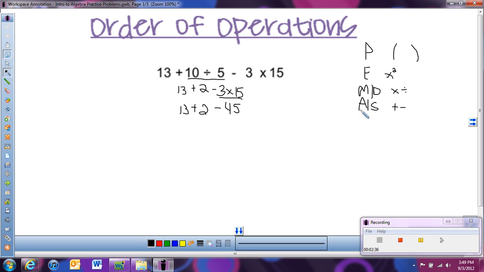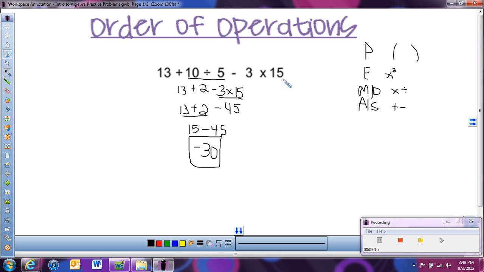Our last step is we're going to look at adding and subtracting from left to right. So I have a little bit of adding, a little bit of subtracting. We're going to be working from left to right. So 13 plus 2, I know that that's going to give us 15. And I'm going to rewrite the rest of the problem. Now I can see that I only have one step left, so I'm going to finish that last step. 15 minus 45. Can't really do that, so we're really going to end up with a negative number, and that's going to end up with negative 30. And that would be my answer.